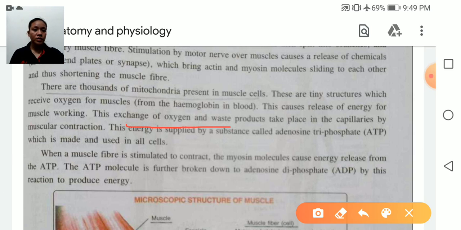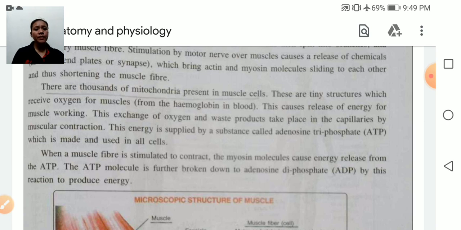The exchange of oxygen and waste products takes place at the capillaries, by muscular contraction. When the muscles contract, there will be the exchange of oxygen and waste products.